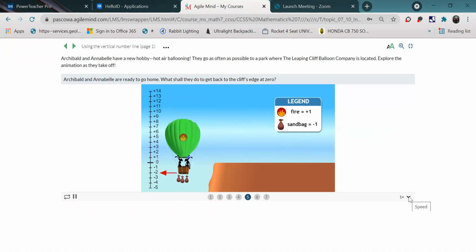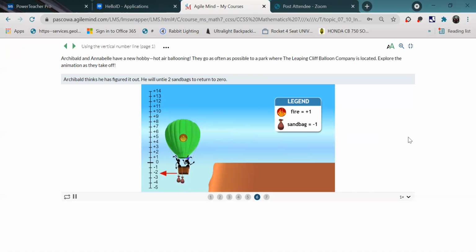Now Archibald and Annabelle are ready to go home. What are they going to do to get back to the cliff's edge at 0? What could Archibald do? Well, I guess he could add 2 more fires, and that would bring them up so they'd have 3 positives and 3 negatives. Or maybe he could cut a couple of the sandbags loose so they have 1 fire and 1 sandbag. I don't know. Let's find out. What's Archibald going to do?